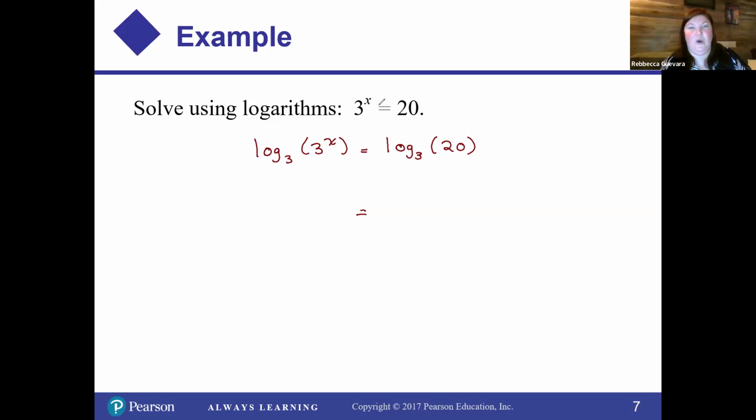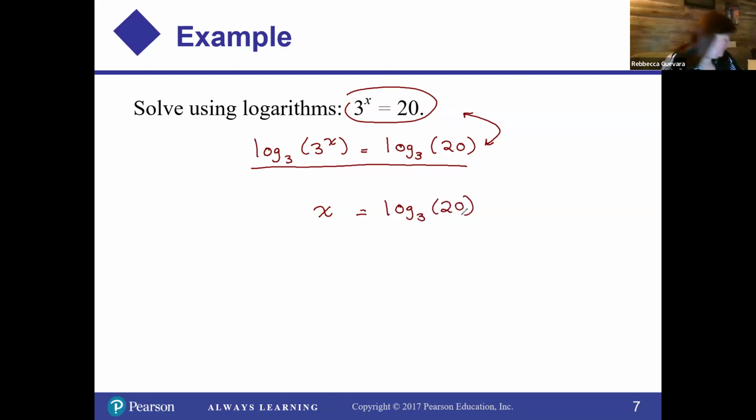Okay, so like I said, we're just ensuring that the equality stays here. Because I know that this tells me that this can happen, that also means that this happening means I can do this as well. So I'm just reversing my last property. Now log base 3 of 3 to the x is just x. So we have x is equal to log base 3 of 20. And that would be an exact answer.